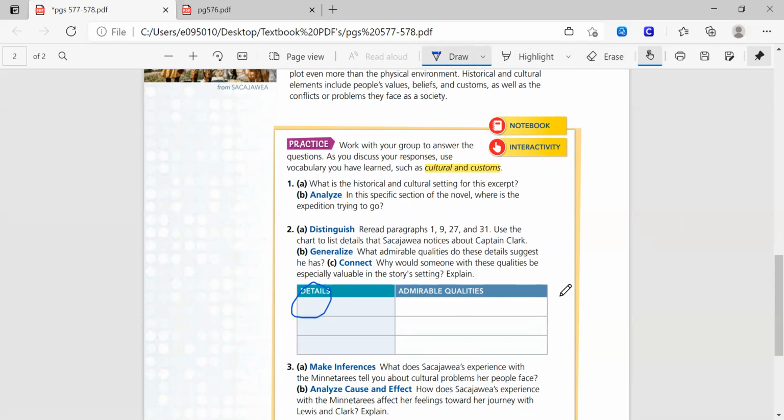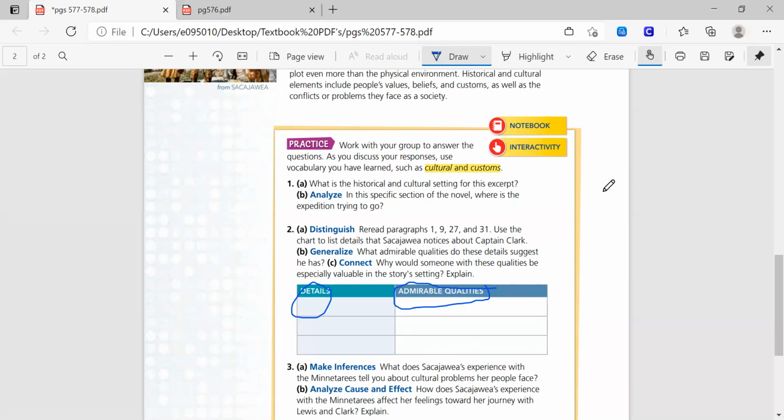And then B, what admirable qualities do these details suggest he has? So then right next to it, you've got a detail, then you're going to tell me the admirable qualities. Maybe we need to look up this word admirable. We might not be quite sure what that word means.